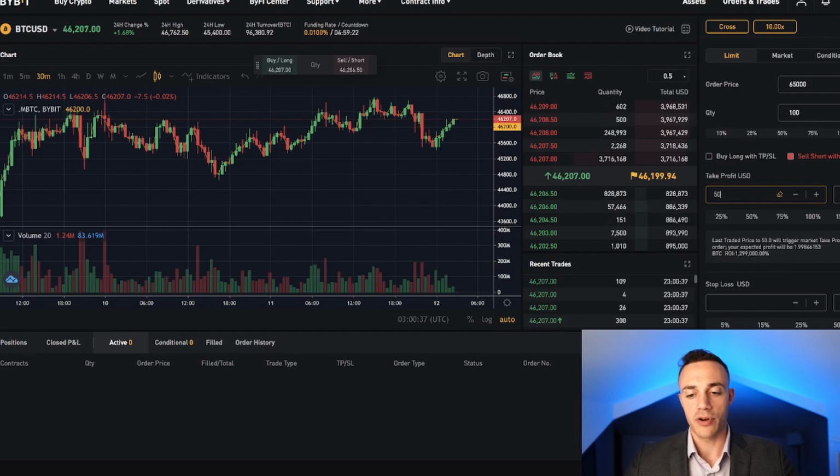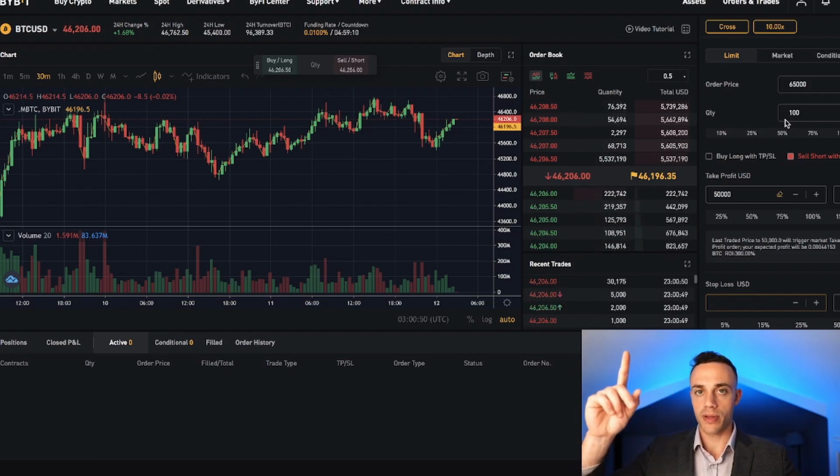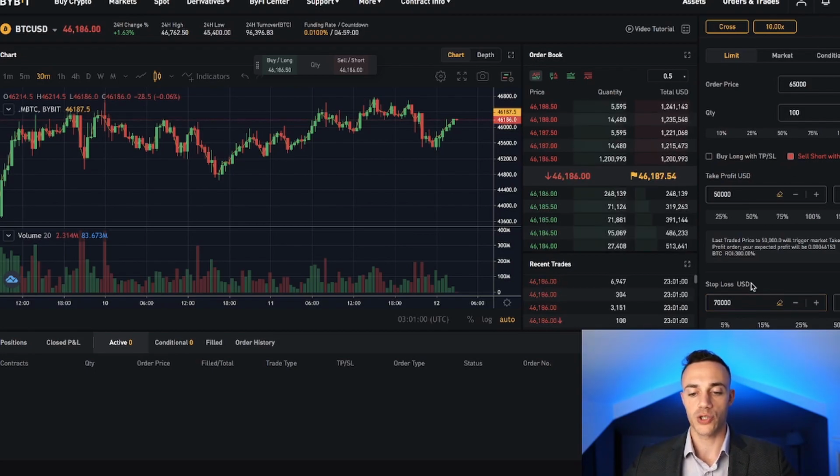So let's say you want to take profit at 50 grand when you sell at 65 grand. So that's how you would do it. Then for your stop loss, you would want that amount to be higher than your entry price, right? Because when you go short, if price keeps going up, that means you lose money. So for your stop loss, it will be above the entry. So we'll say 70 grand, right? $5,000 above your entry price for the stop loss when you sell short.